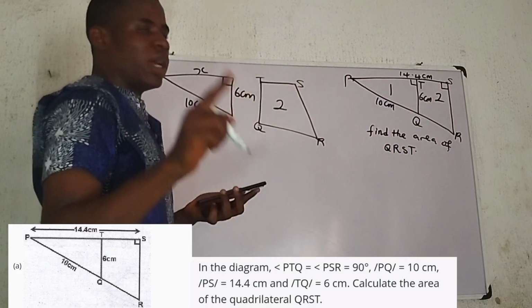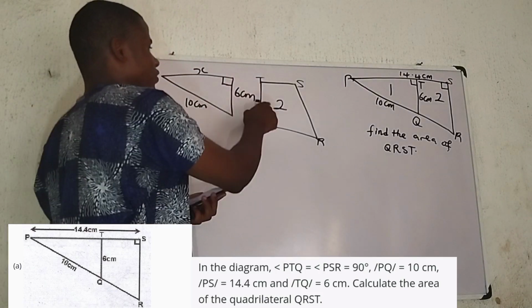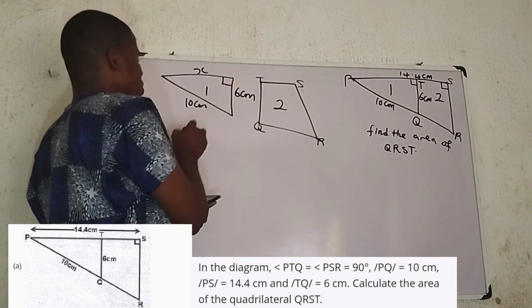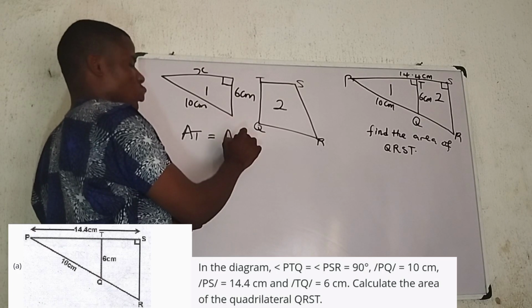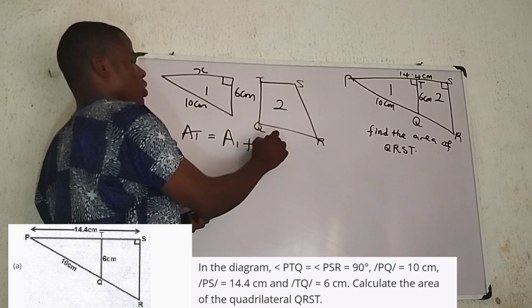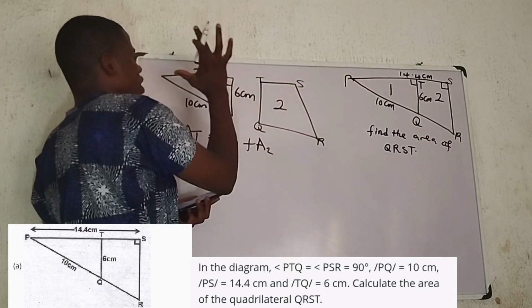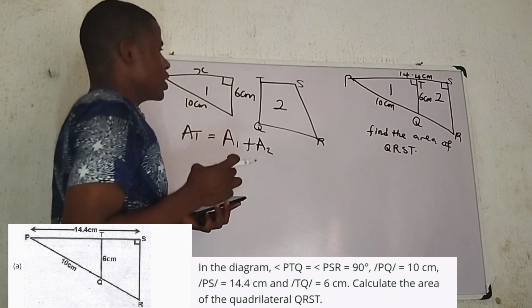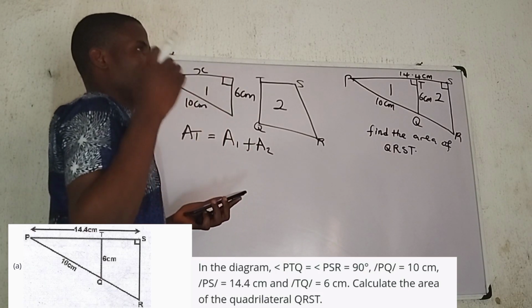Now they ask us to find the area of this one. Does it make sense? Now, class, listen up. If you want to find the area of this one, it makes a lot of sense to say that the total area of the shape will be equal to the area of the first one plus the area of the second one. Do you understand? Now the total area of the whole shape will be equal to the area of this, added to the area of this, right?